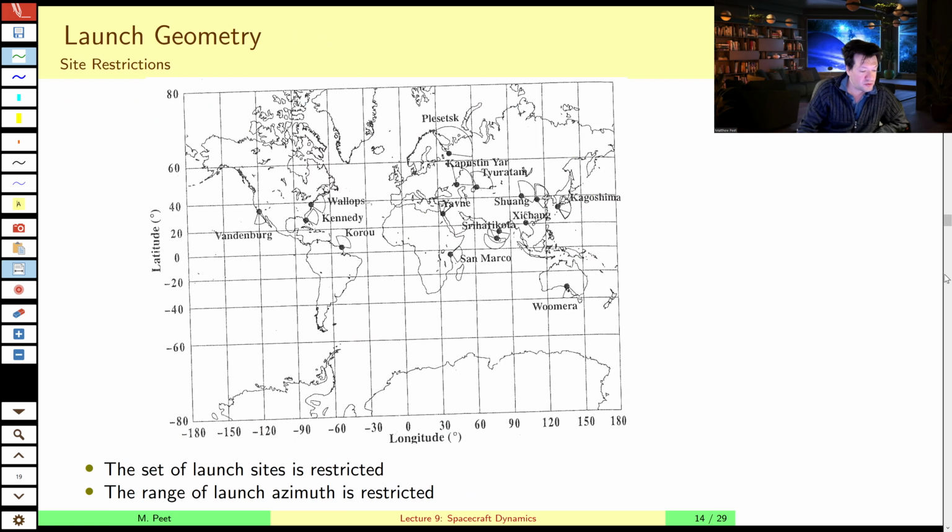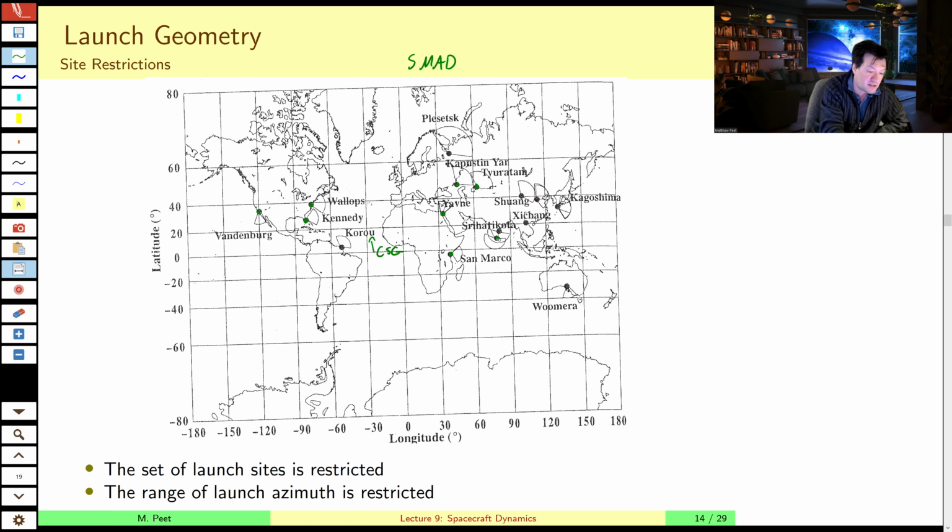So we're going to look through a couple of launch sites. This is a relatively old picture. This is from the SMAD tables. And the older SMAD, SMAD 2, came out fairly recently, so it may or may not be up to date. I think they generally call this one CSG now, Kourou. So you see here several launch sites. These are the black dots.